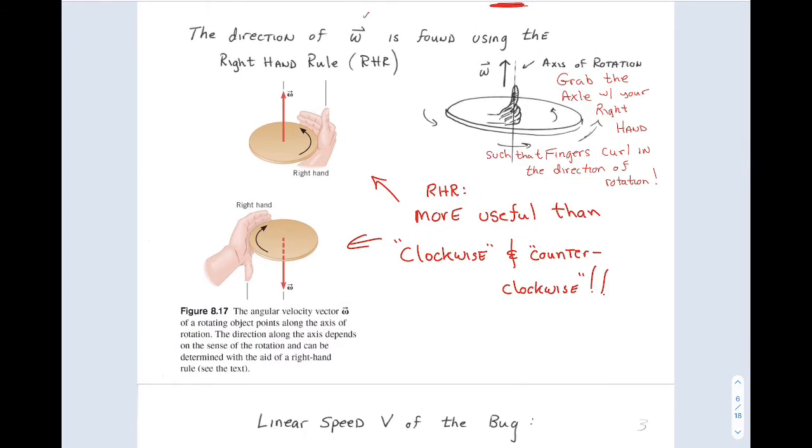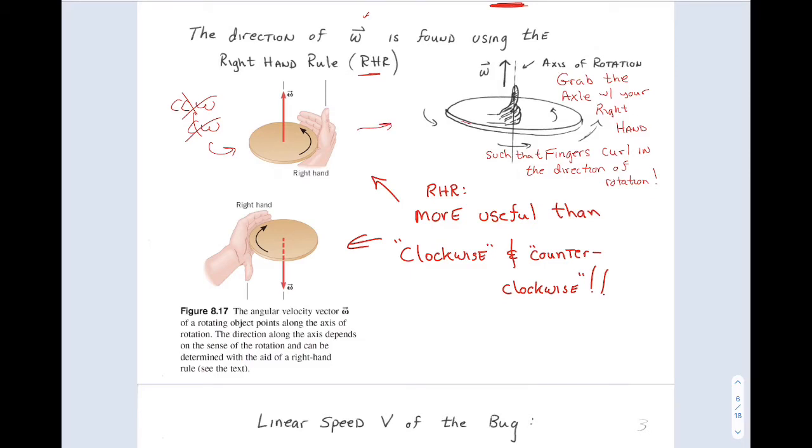Now the direction of the omega vector, that's the angular velocity, is found using something called the right-hand rule. I took these pictures from our book. Let's say this thing is rotating around. Now, we're going to see why we don't want to call this clockwise or counterclockwise, because depending where you're standing, one person would say it's clockwise, one person would say counterclockwise.